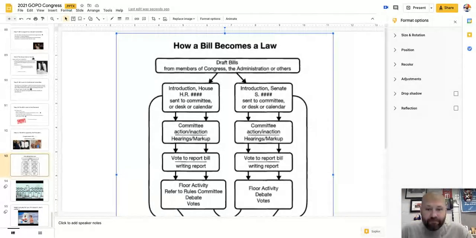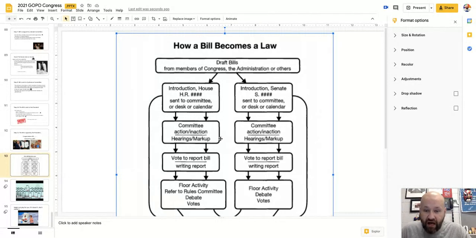So, first thing, we write the bill, and the bill can start in the House or the Senate. Okay, just like we said, HR number for House of Representatives, S number for Senate. It goes to the committee, and it's put on the desk of the committee chair, or put on a calendar, is what they'll say.